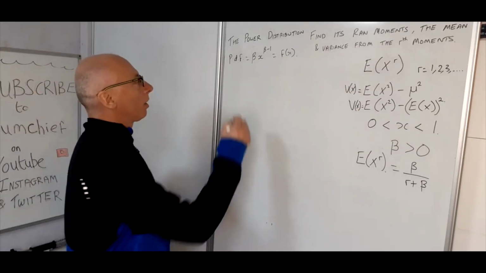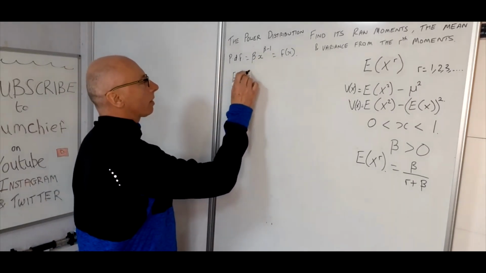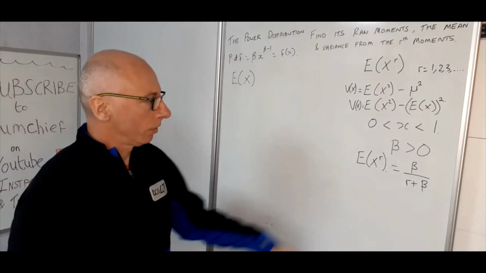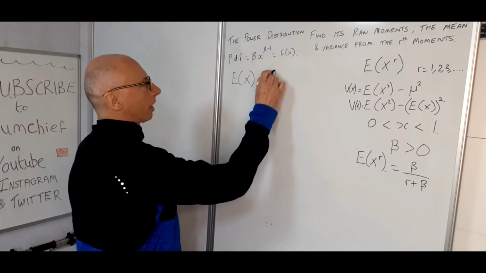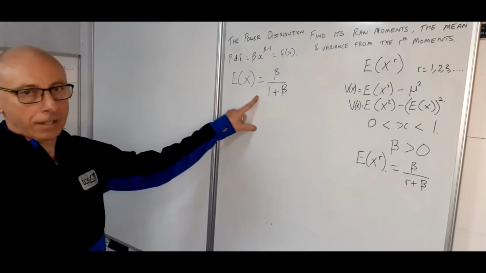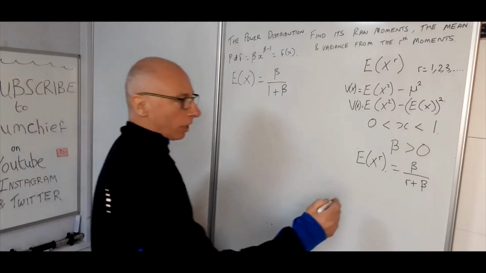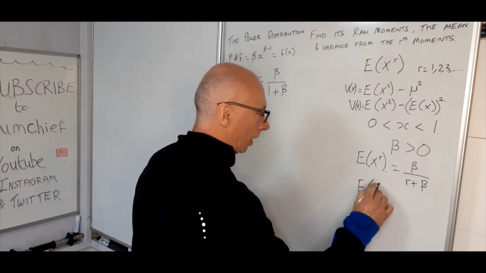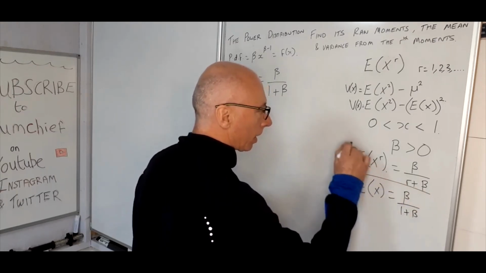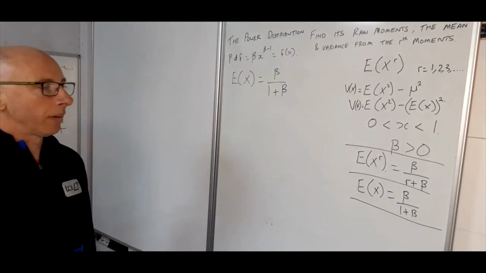Okay, so our expected value, or our mean, is E of X. In other words, r is value 1, which is pretty simple. We just plug in a 1 for the r here. So we've got beta over 1 plus beta. So that's our expected value. So that's our mean. So we can just plug that straight in here now. So E of X equals beta over 1 plus beta. So that's the expected value, or the mean, of the power distribution. That takes care of that.